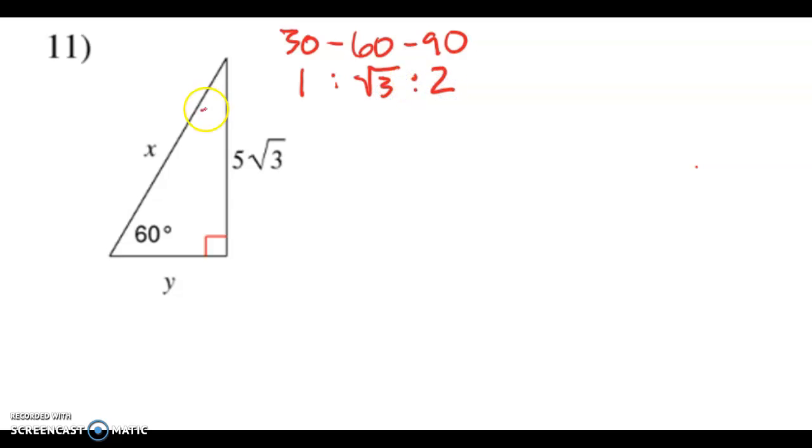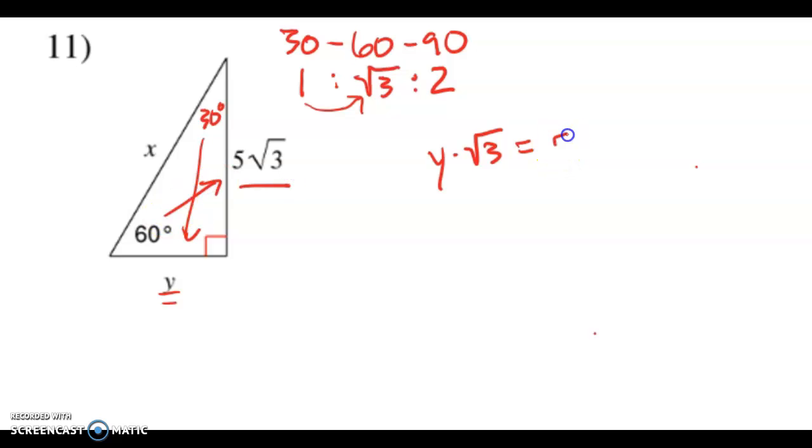So I want to make sure I understand. I always start with the side that's opposite the 30. So I know that if I take this side that's opposite the 30, my y, and I multiply it by root 3, I get the side that's opposite the 60. So 5 root 3. So there's the equation that I can work with, and it's all based on these side ratios here. So solve for y.